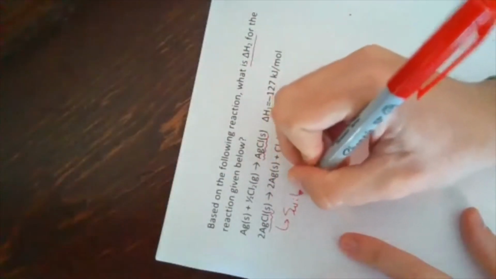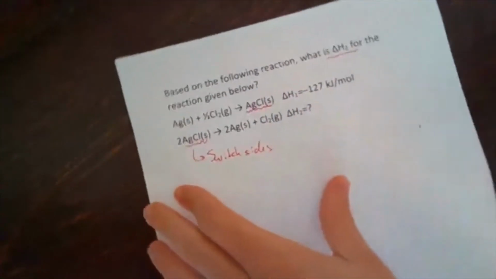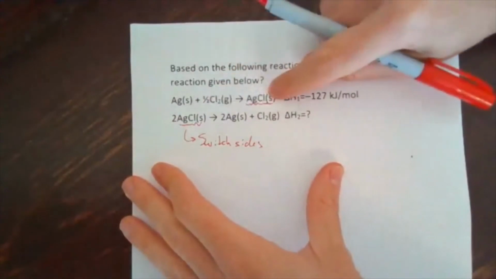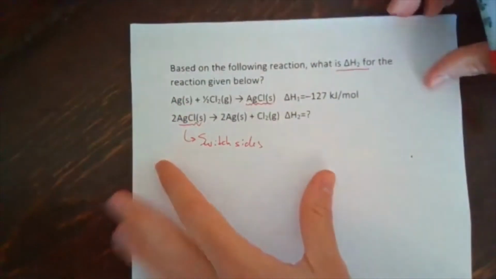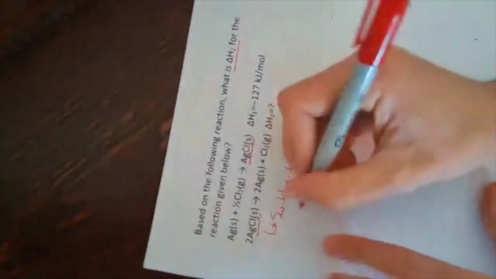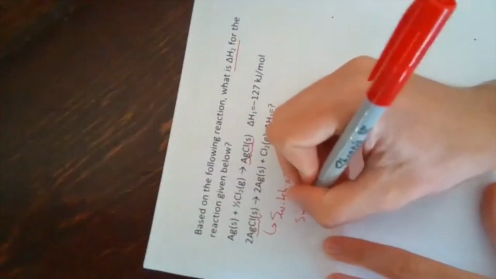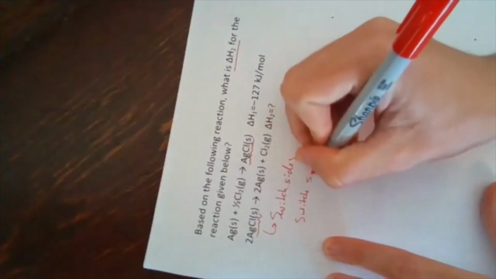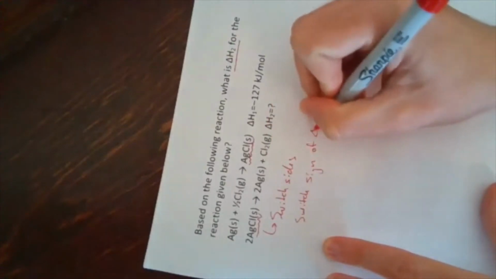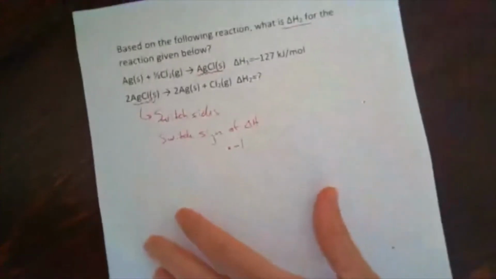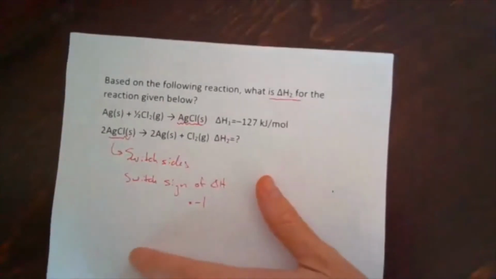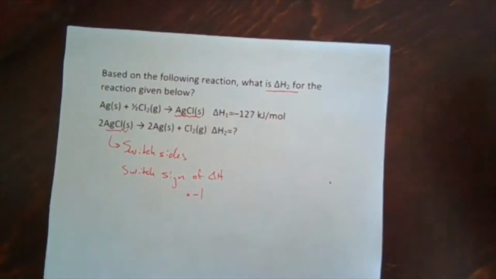So the first thing I can see I need to do is switch sides. I've just changed the perspective of the reaction. Is silver chloride a product? Am I making silver chloride? Or am I reacting the silver chloride? And so I know switching sides of the chemicals leads to switching the sign of delta H, which would be the same thing as multiplying by a -1. So we know that's going to be one way that we need to change it.